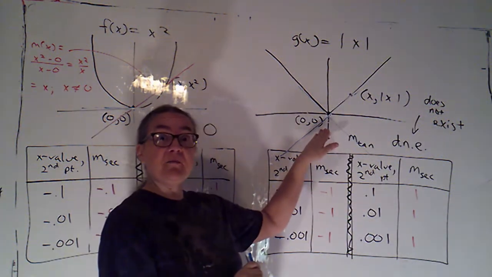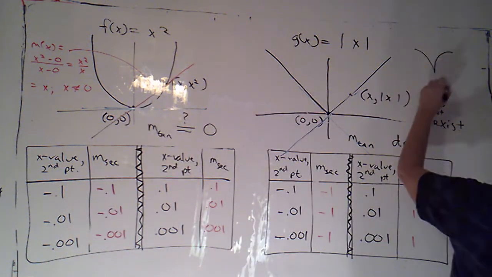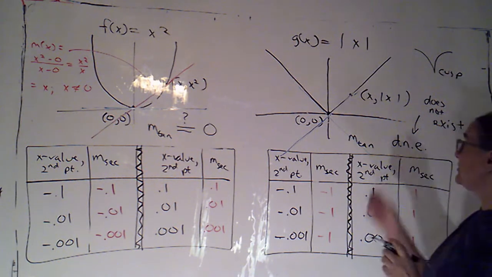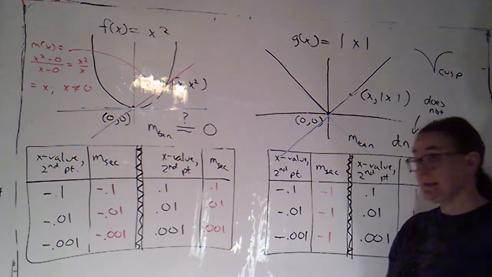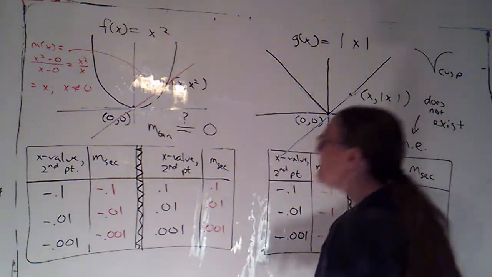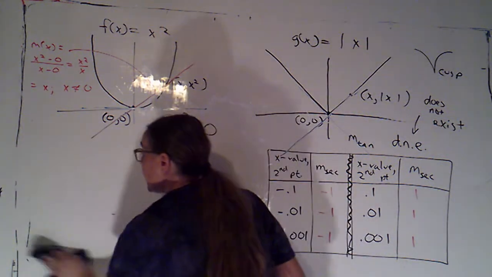Abrupt changes that give me a corner, or it would also be true if I had something like this, which we call a cusp. Abrupt changes are going to give me that the derivative doesn't exist. I think that's suggested by the evidence. But let's actually now prove that we're right, at least in these two cases.